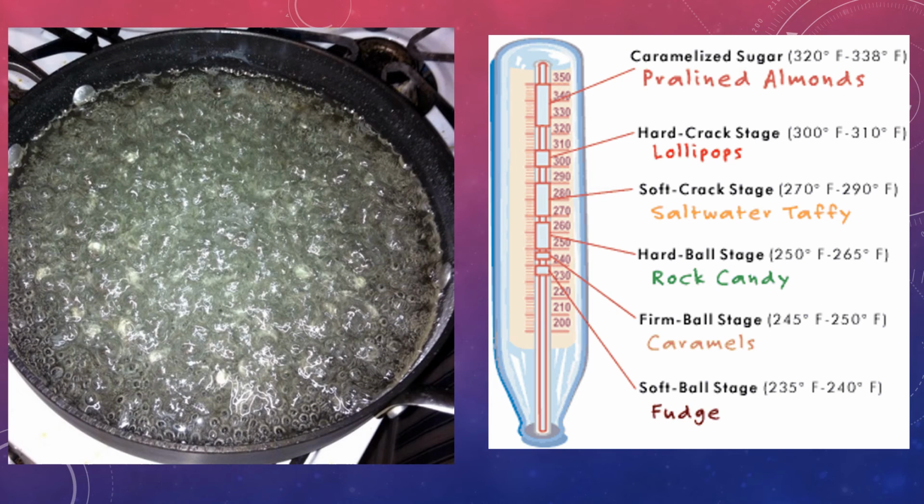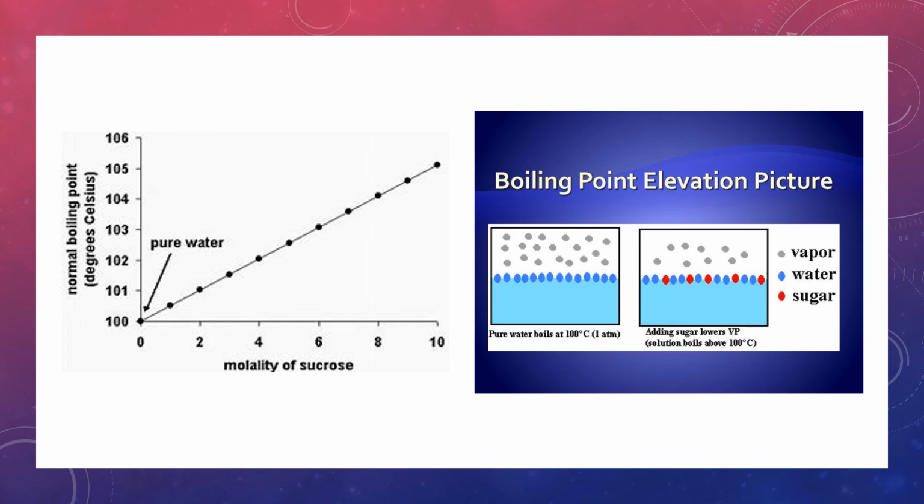Notice the different stages: soft ball stage for fudge, firm ball stage for caramel, hard ball stage for rock candy, soft crack stage for saltwater taffy, hard crack stage for lollipops, and caramelized sugar stage for pralined almonds. The sugar concentrations are highest as the temperatures get higher. The relationship between the temperature and water content is governed by the boiling point elevation chart.